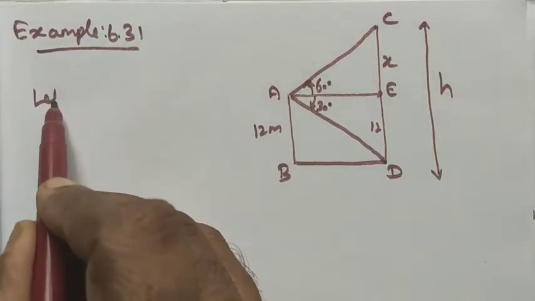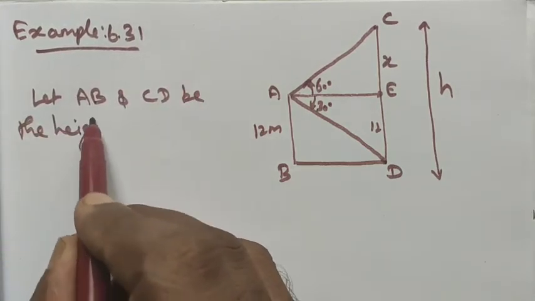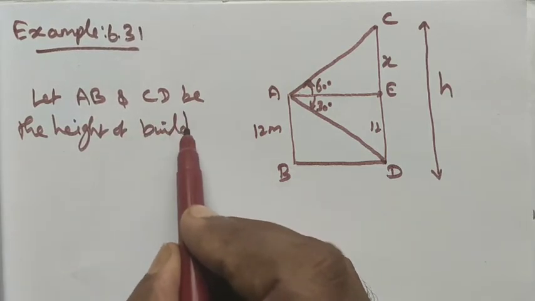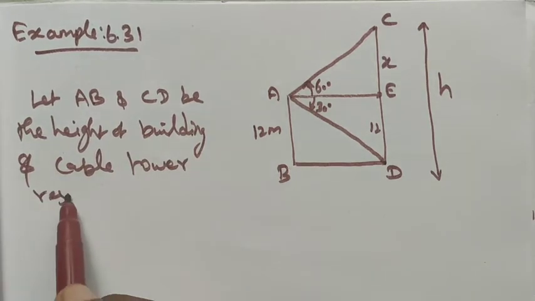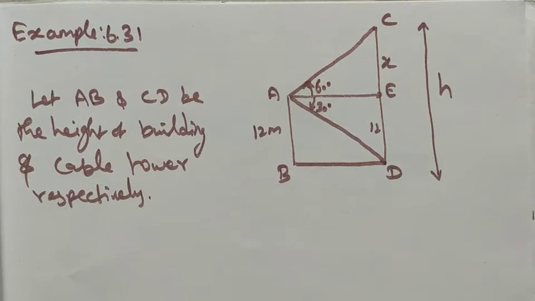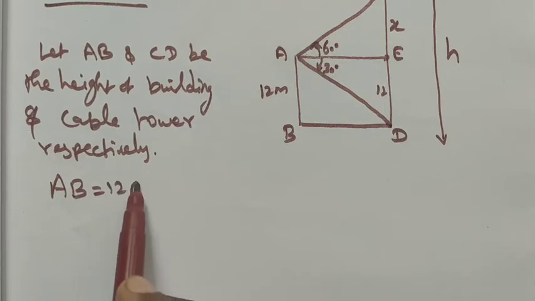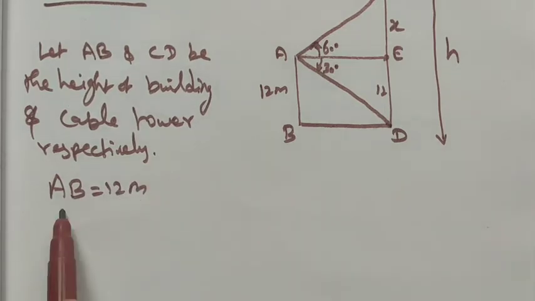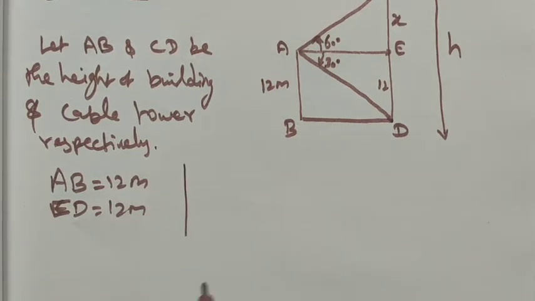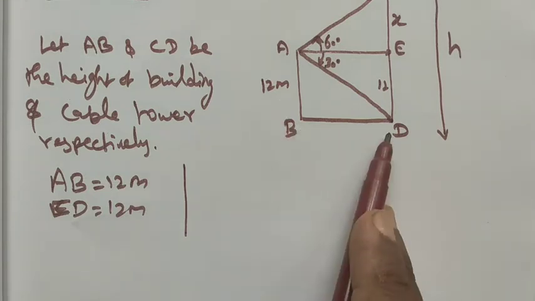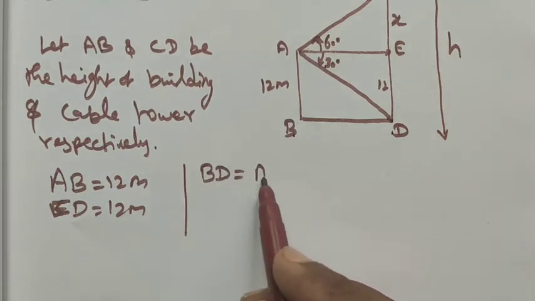Let me explain here. Let AB and CD be the height of the building and cable tower respectively. Then AB is equal to 12 meters and also ED is 12 meters. We don't know the distance of BD. Here BD is equal to AE.